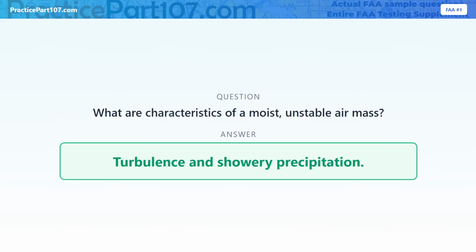Well, the answer is turbulence and showery precipitation. Let's break down why.